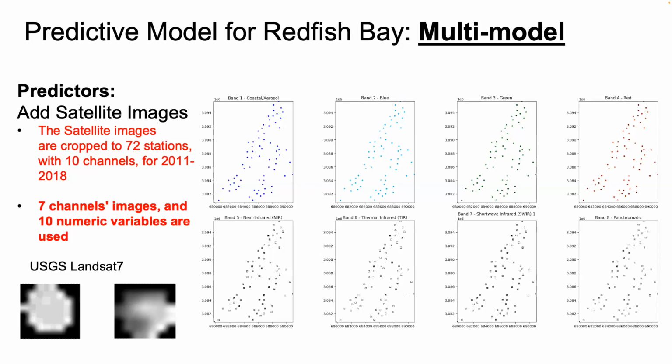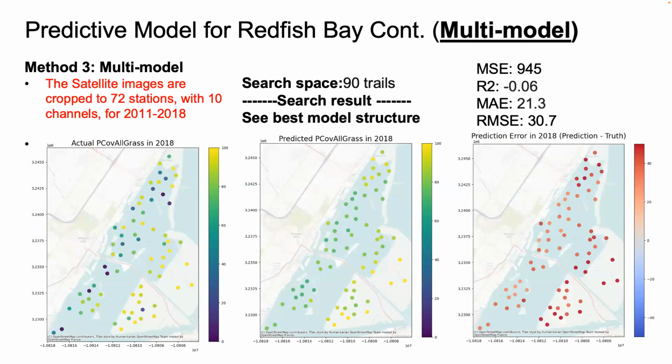Our total is 72 stations, and we have 10 channels. This is an example of the cropped images that have 100 meters length and height, and they are all different. So what is the result? Unfortunately, it's not giving us good results.